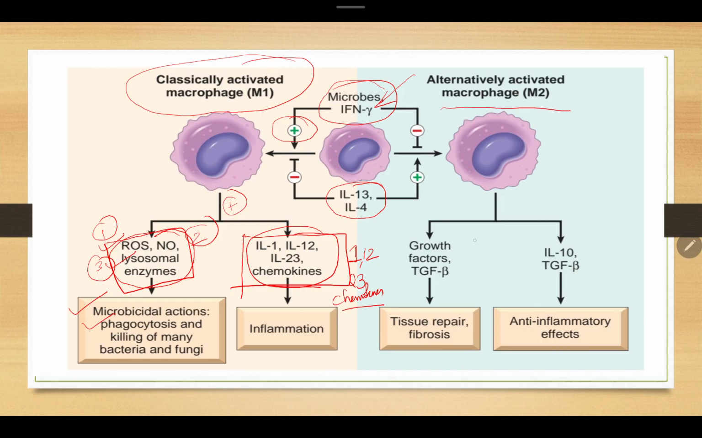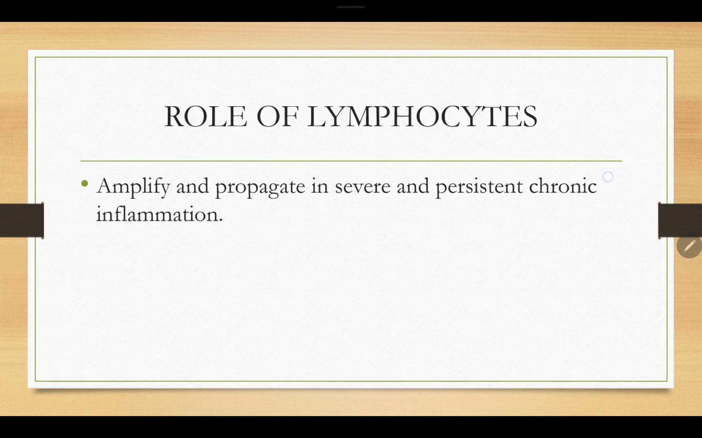Next we have the alternate activated macrophage, which causes release of growth factors and TGF beta. When the microbe is there or interferon gamma is present, it will stimulate the classical activated pathway. But when interleukin 13 and interleukin 4 are present, they stimulate the alternate activated pathway. This causes the release of growth factors and TGF beta, and it causes tissue repair and tissue fibrosis, and an anti-inflammatory effect by interleukin 10 and TGF beta. The growth factor and TGF beta cause tissue repair and fibrosis.